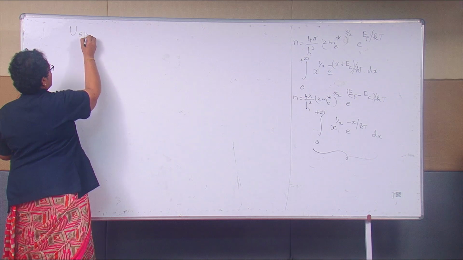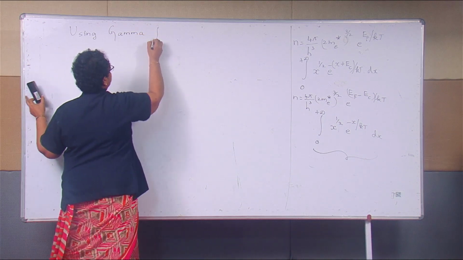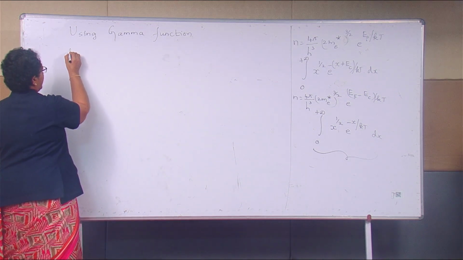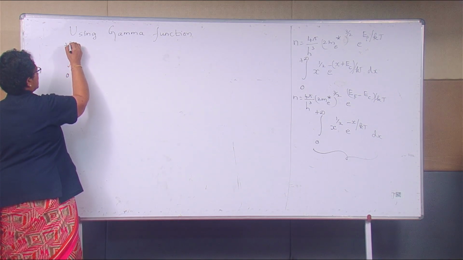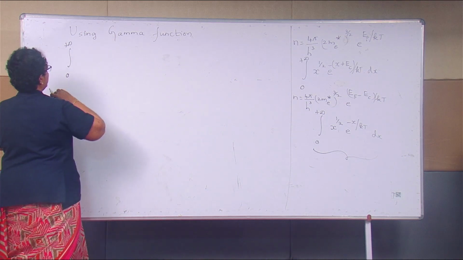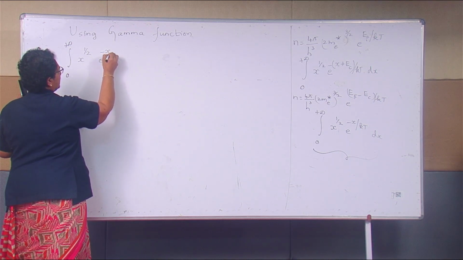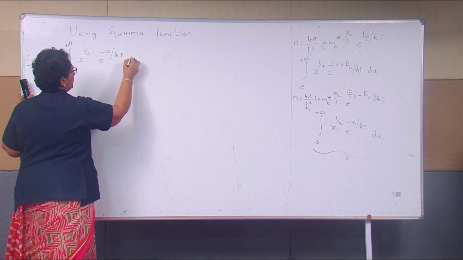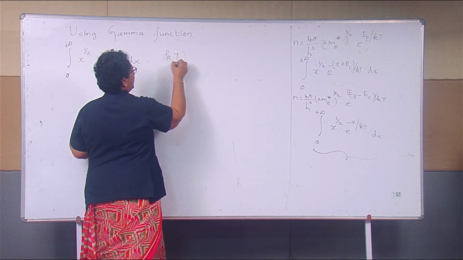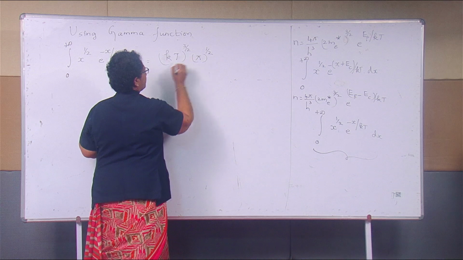So using the gamma function, we can have the answer for this: the integral of e to the power of x to the power of half, e to the power of minus x by kT dx, can be written as (kT) to the power 3 by 2 times pi to the power of half by 2.